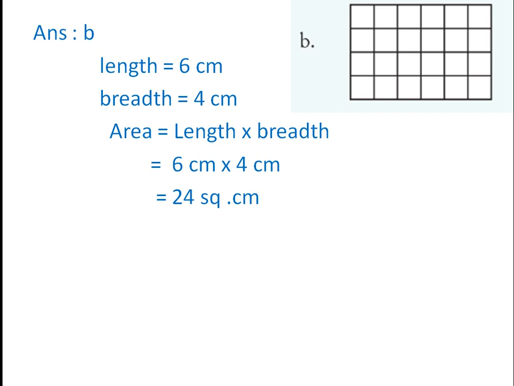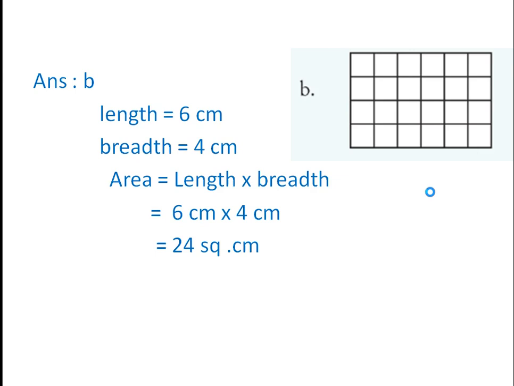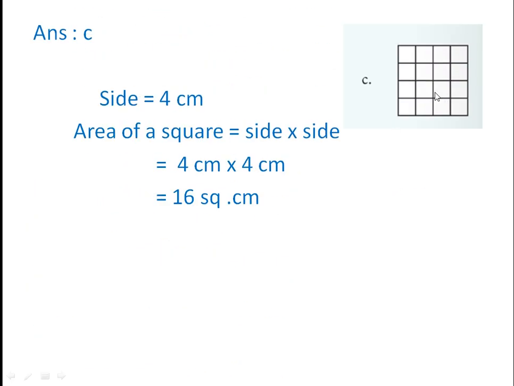Like this we should calculate the problems. Next, see here also one picture where we don't have the values. Count the squares first: 1, 2, 3, 4. Here the length is 4. Now 1, 2, 3, 4. Here also 4, the same number. Here 4 centimeters and here also 4 centimeters.